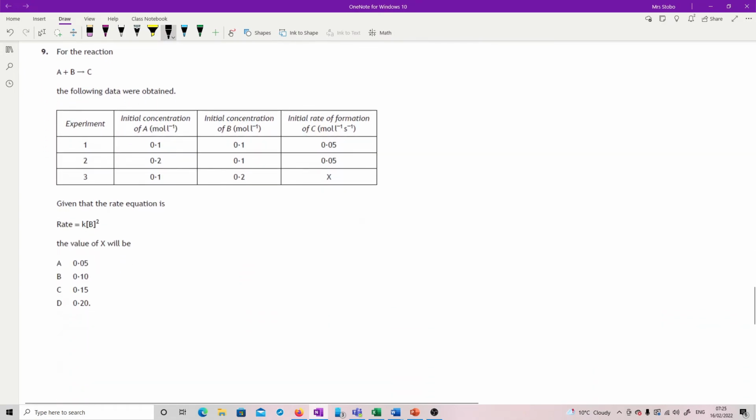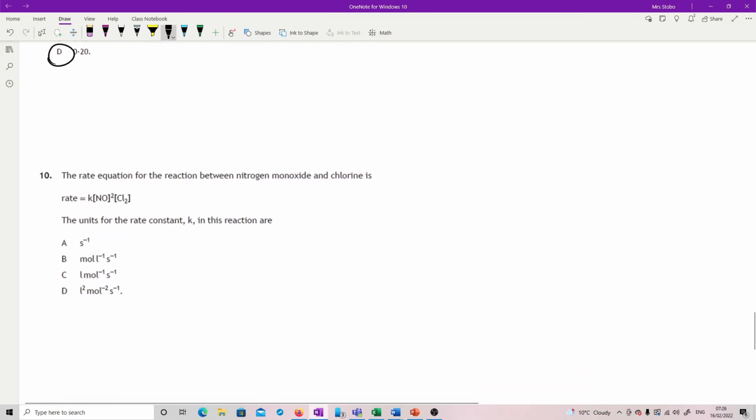Okay, question 9. For the reaction A plus B goes to C, the following data was obtained. So we've got rate data. This is for order. Given that the rate equation is rate equals k[B]^2, the value of X will be. Okay, so what we've got here is that B is rate determining and it's second order. So that means if I double B, I'm going to quadruple the rate. So I've kept my A the same, but B has gone from 0.1 to 0.2. So I've doubled B to get here, which means that the rate has to be quadrupled. And that's it. Okay, I don't think that one's too hideous.